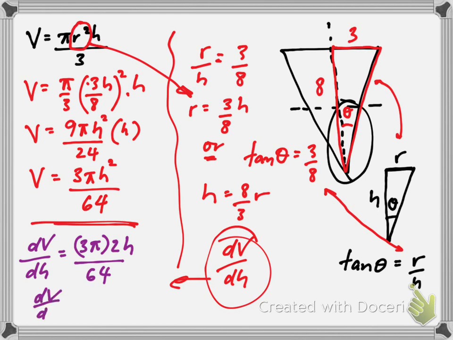dV over dh equals, if you simplify all that, you end up with 9 pi h over 64. All right, I'll write that down in the next sheet. So dV over dh equals 9 pi h over 64.